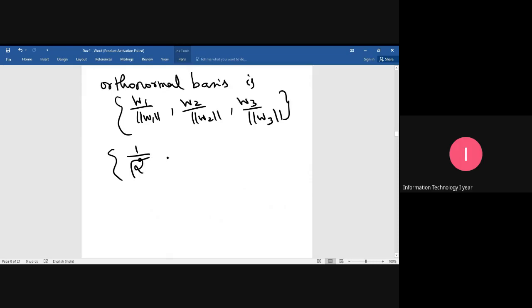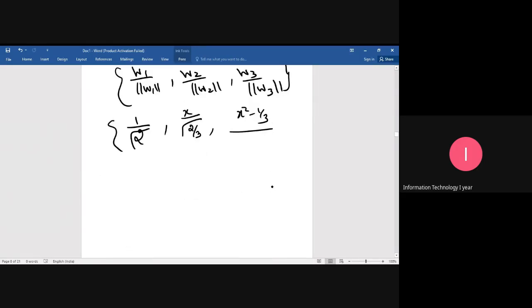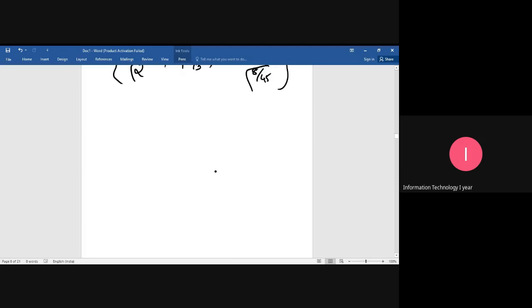1 by root 2. Again, W2 answer is X divided by norm W2. Norm W2 square we calculated, it is 2 by 3. So norm W2 means square root of 2 by 3. Then W3 is X square minus 1 by 3 divided by norm W3. Norm W3 square we calculated, 8 by 45. So this answer is square root of 8 by 45. If you want to take simplification, you can do it. Otherwise, leave it. Okay, so let us see the next question. Suppose if it is a polynomial form, do it like that.